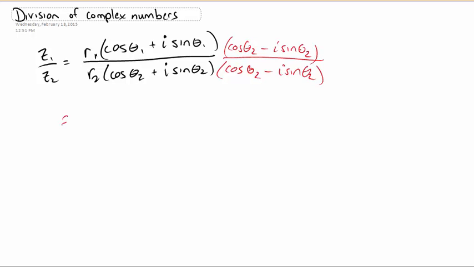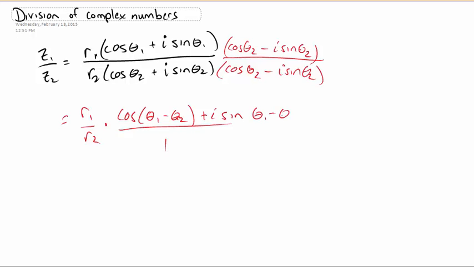And doing our expansion, we get R1 over R2 times, we end up getting 1 in the denominator, and in the numerator we end up seeing the sum and difference, or the difference identities for cosine and sine, and we get cosine theta 1 minus theta 2 plus I sine theta 1 minus theta 2. So z1 divided by z2 is the quotient of the two moduluses cis difference of the two angles.